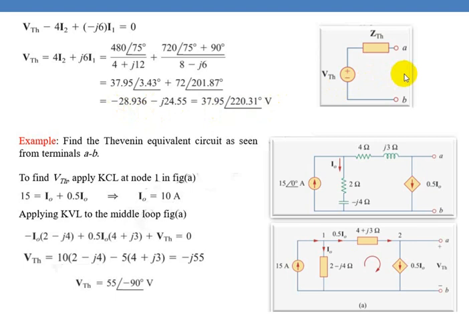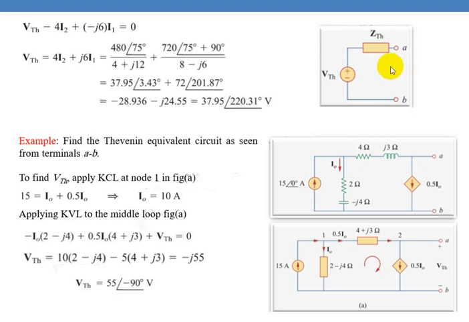Suppose you are asked to find the current in the load impedance. If the load impedance is given some value, you have to connect that load impedance across the terminals and solve the circuit. So the current in that circuit will be VTH divided by ZTH plus ZL. You can find out the current. As for the power consumed by the load, suppose the load is having some resistance.